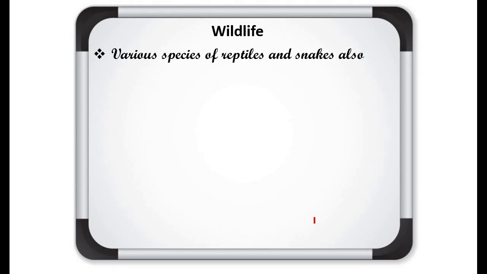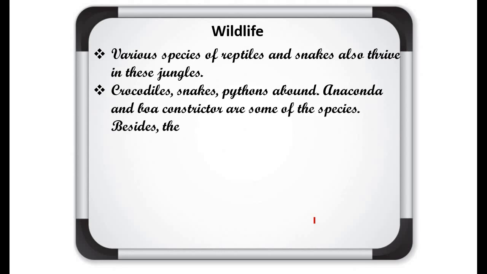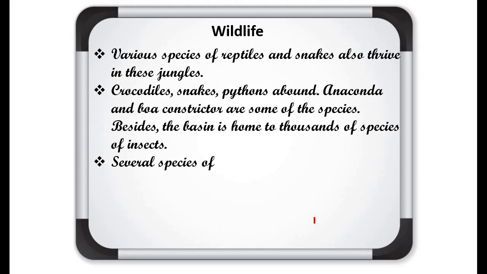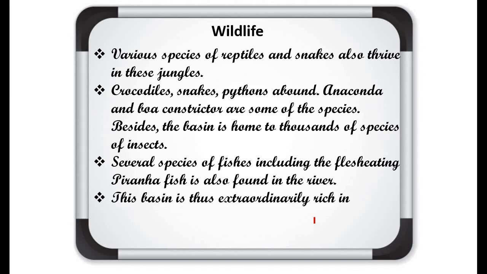Various species of reptiles and snakes also thrive in these jungles. Crocodiles, snakes, pythons, anacondas, and boa constrictors are some of the species found in this forest. Besides, the basin is home to thousands of species of insects and several species of fishes, including the flesh-eating piranha fish, which is also found in the river Amazon. So you must know the name of the fish found in the river Amazon, that is piranha. In this way we have seen a different variety of species of birds, animals, reptiles, snakes, and insects found in these thick forests.